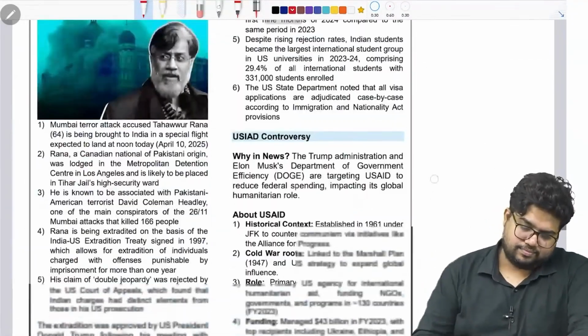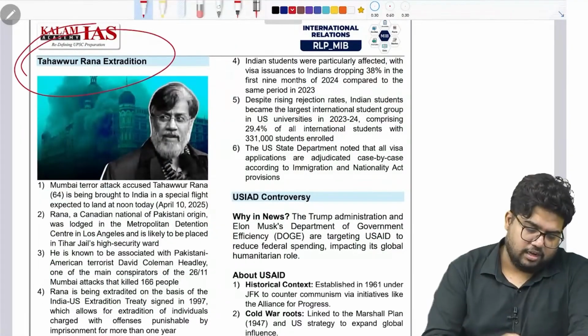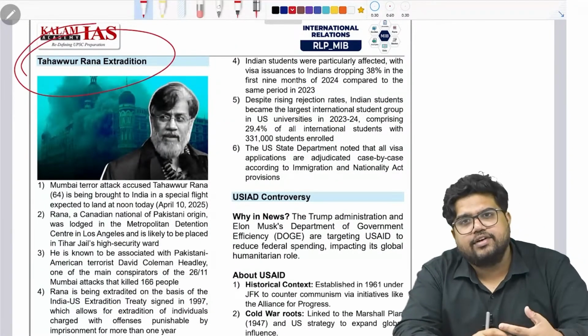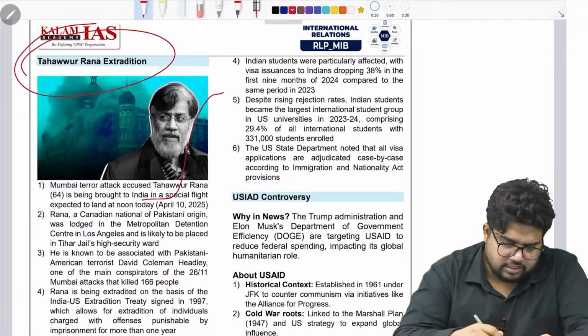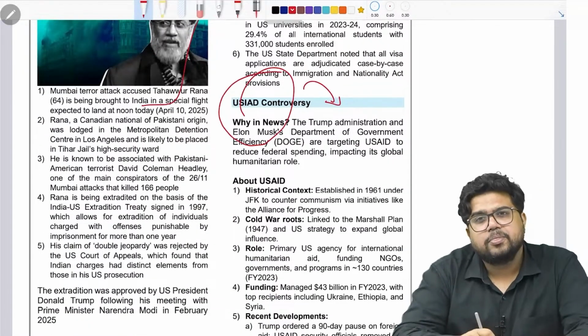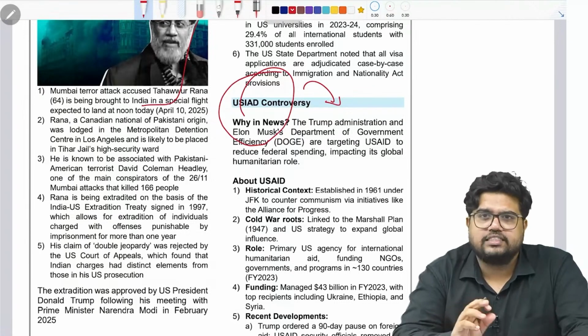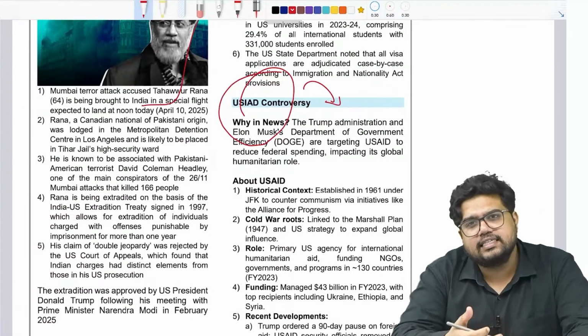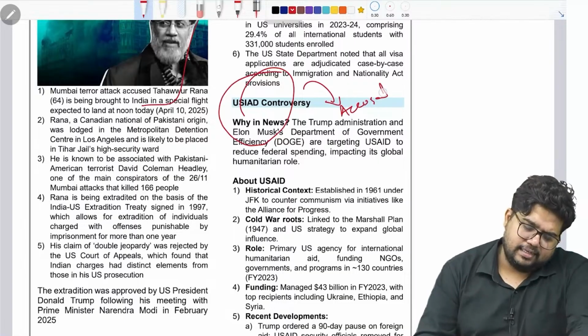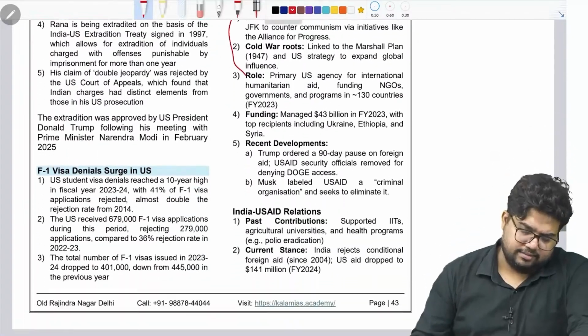This guy, what is his name, Tahawwur Rana's extradition, this deal was also finalized during the Prime Minister's visit. US aid controversy, this is regarding the role of US agencies in the conflicts going on in Bangladesh and electioneering in India. So there are accusations basically. You can read the details here.